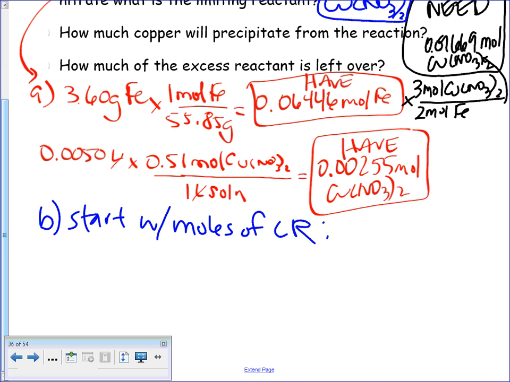So how many moles of LR do we have? You labeled it have, thank you, 0.00255 moles. That's how much you have of it. That's how much you needed of it. That's how much you actually have of it. So that's what we're starting with, moles of copper 2 nitrate. Let me get my fancy pen back.